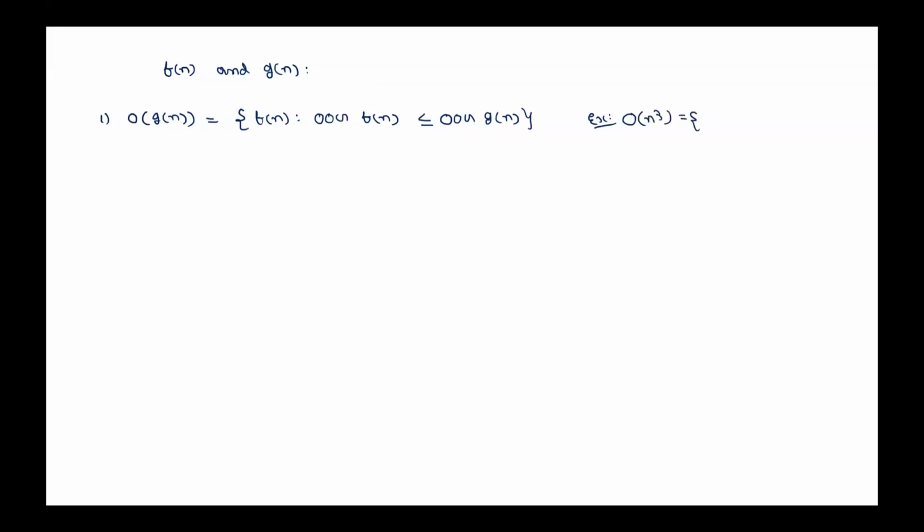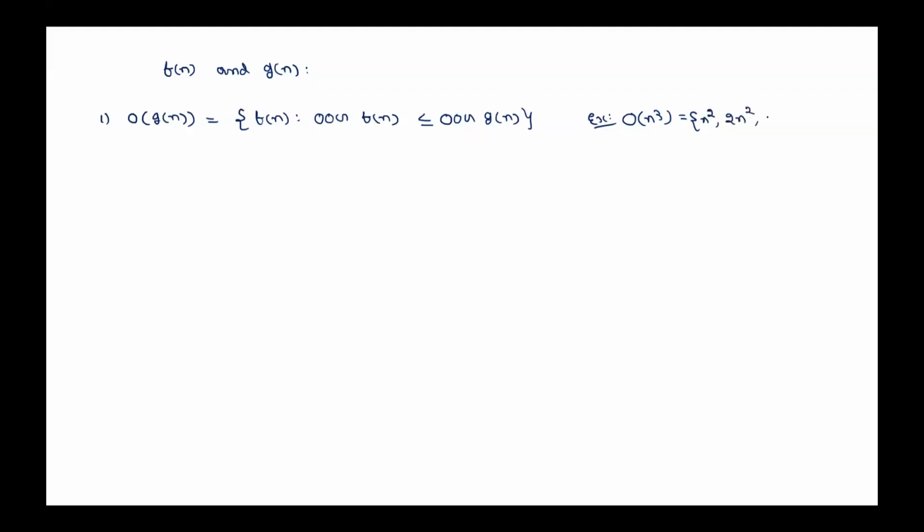What is big O of n cube? It is the set of all functions whose order of growth is either equal to n cube or smaller than n cube. Give me a function whose order of growth is smaller than n cube. N square. Yeah, n square. Thank you very much, madam. Any other function? N log n.